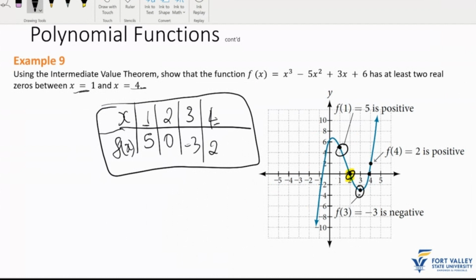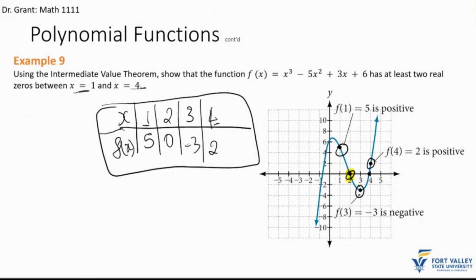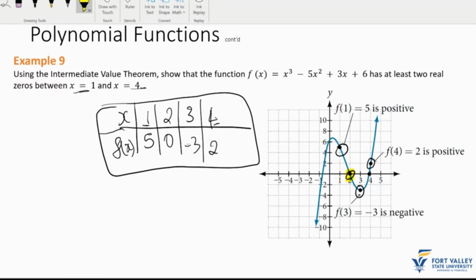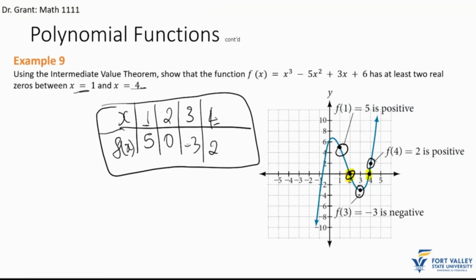Similarly, this is -3, so this is a negative value, so it's going to be below my x-axis. And this is a positive 2, so that's going to be above my x-axis, which is here, (4, 2). That means there must be a 0 in between. Since my function has to be smooth, or in other words, continuous, then I must cross the x-axis. That's really what the intermediate value theorem tells us.